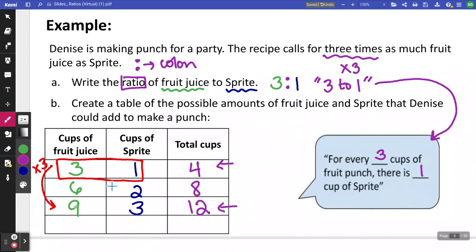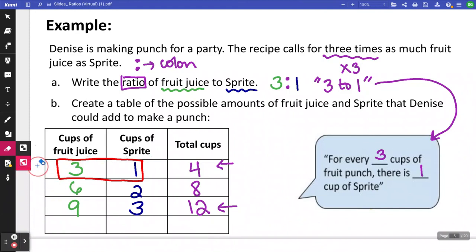Yeah, it's all based on the same recipe. Each of these have the same idea of there's 3 times as much fruit juice. For this third one we just wrote, there's 3 times as much fruit juice here as there are Sprite. That's multiplying by 3 there. The only difference is how much. The only thing that's changing is the total cups we're getting, but it's all based from that same initial recipe and that same initial ratio.